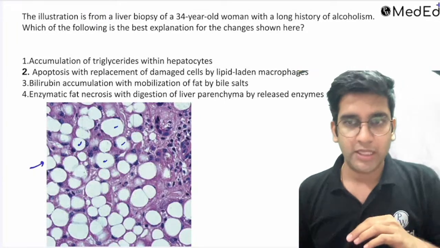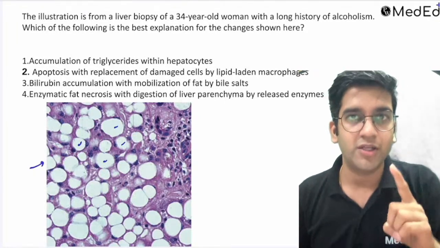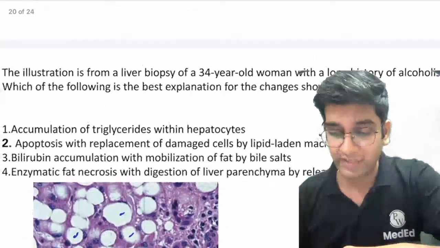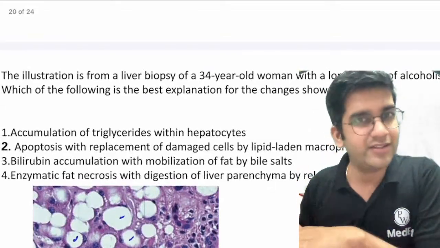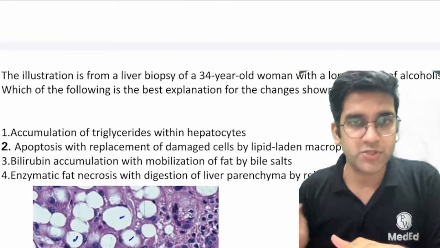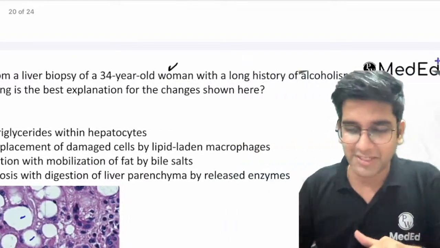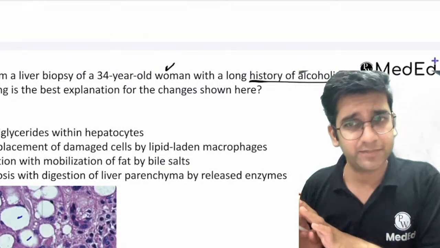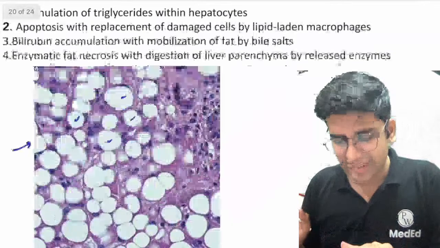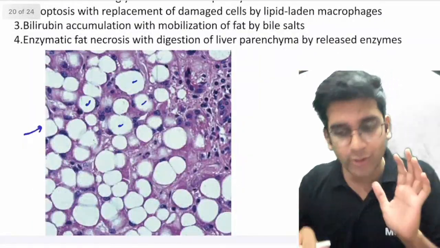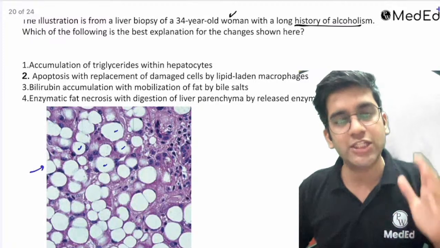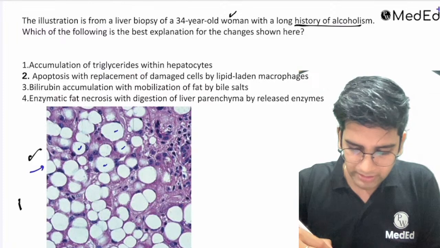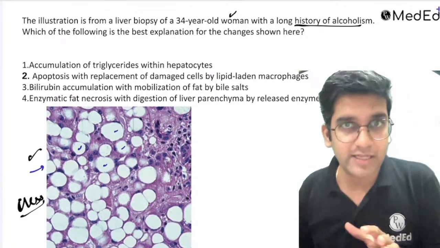Okay, now what I'm going to do is show you how to attempt an image-based question. I will make sure that you never make that mistake again, right? Let's cover the image. A liver biopsy of a 34-year-old woman with a long-standing history of alcoholism. Can I say alcoholism will cause fatty liver? Yes. Do I even need this image? I don't need the image. I know everyone here knows that alcoholism will cause fatty liver. If it's a fatty liver, we know for sure there are extremely clear areas here, right?